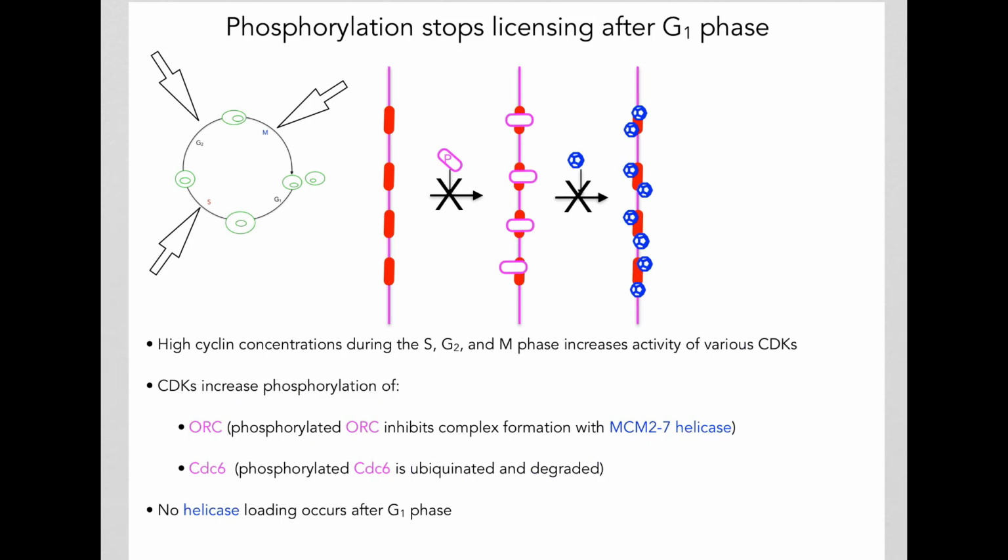This means there is no helicase loading or origin licensing after the G1 phase. During the S phase, there's no licensing. G2 phase, there's no licensing. M phase, there's no licensing. Only in the G1 phase do we see the origins becoming licensed with the attachment of the pre-replication complex.